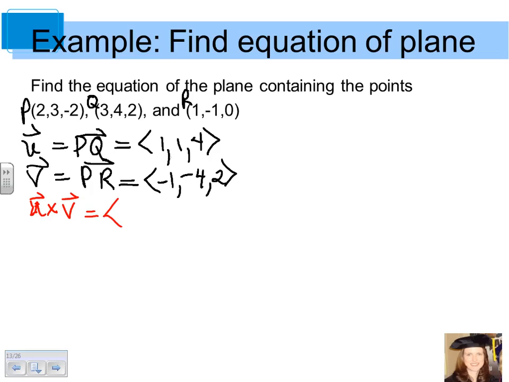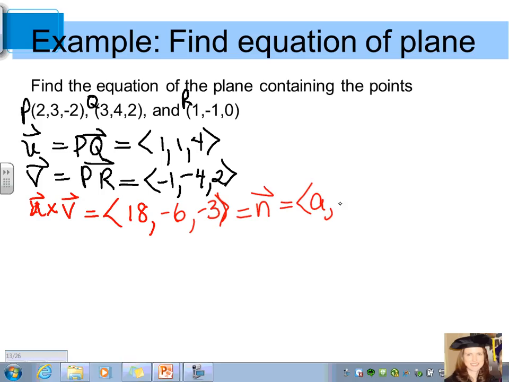Now when you work through that, you can use the determinants. You can take 2 minus negative 16 to get 18. The middle term is opposite of 2 minus a negative 4. Sorry, 2 minus negative 4, that will be a negative 6. And the last component is negative 4 minus a negative 1, and that's going to be negative 3. So that's our normal vector, and the components of the normal vector we're using A, B, and C.